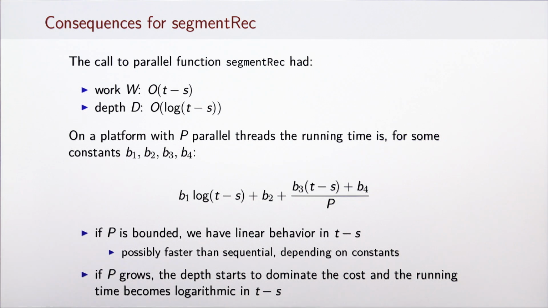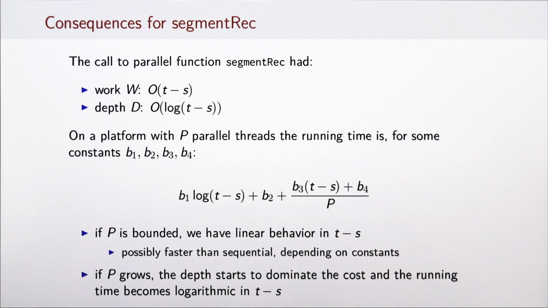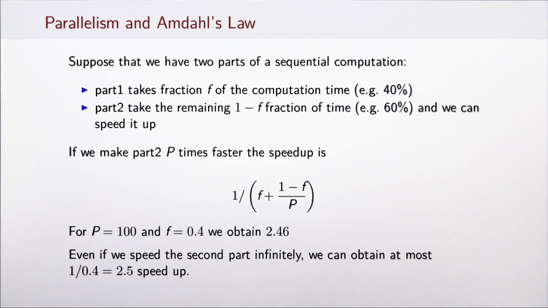Let's see consequences of this analysis for our segment rec example. There we observe that the work is O of t minus s, so it's linear in the amount of input to process, and the depth is logarithmic in the same value. Now we can expand what this O notation means. It corresponds to some functions like this. If p is bounded but we have varying amounts of input data, we obtain a linear function in t minus s. On the other hand, if we are increasing p fast enough as a function of t minus s, then we have logarithmic behavior in t minus s. So if we are throwing more and more parallel resources at the problem, then segment rec behaves logarithmically in the amount of input.